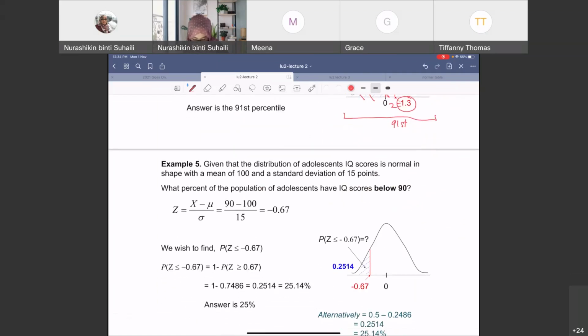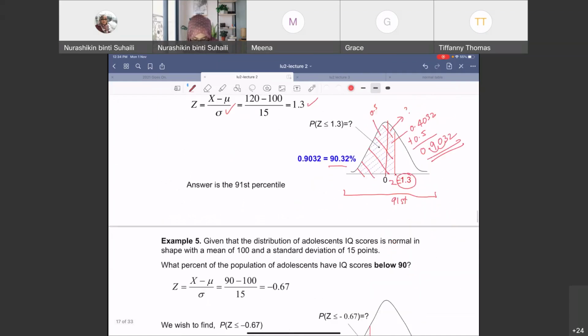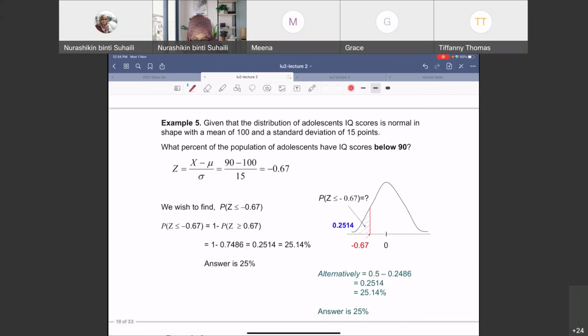So given that the distribution of IQ scores is normal in shape with a mean of 100, standard deviation 15, is it the same problem? Yes, the same. What percent of the population have IQ scores below 90? Okay, now below 90, so this is the X value, right? So that's why you apply it here. And the Z is minus 0.67.